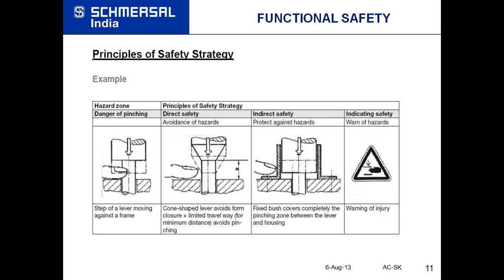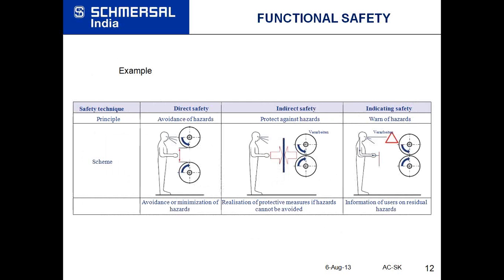Let us come to another example. We have two rotating cylinders or spindles, and we have designed them in such a way that they have some distance between them. Let's take, for example, a rolling machine or a rolling system where paper rolls. Since there is distance between these two rollers, our hand cannot go in and our hand cannot be drawn in.